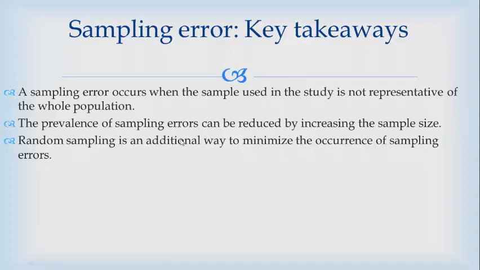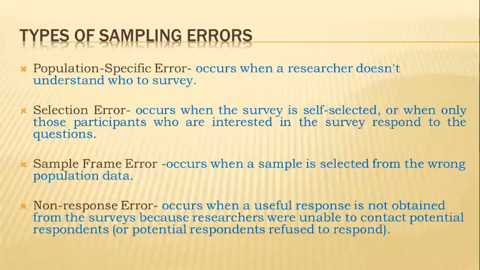So you can go through this. It occurs when the sample used in the study is not representative of the whole population. It can be reduced by increasing the sample size, and random sampling is an additional way to minimize the occurrence of sampling errors. Now, these are the various types of sampling errors.